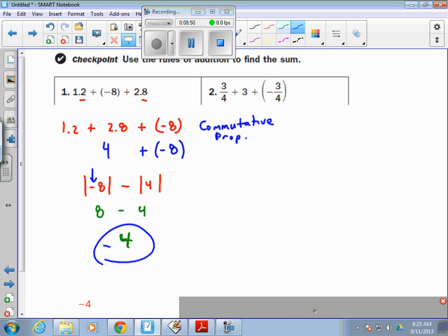For the second one, 3/4 plus 3 plus negative 3/4. Again, use the commutative property because 3/4 and negative 3/4 will get you to the property of 0. So 3/4 plus negative 3/4, all we did was reorder it or commute it to another part of the problem, plus 3. And again, it's the same commutative property. This will give us 0 when we put these together. And then the identity property, 0 plus 3, will give us 3. And that's just the identity property.